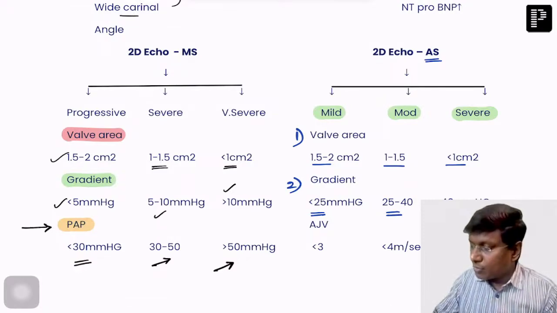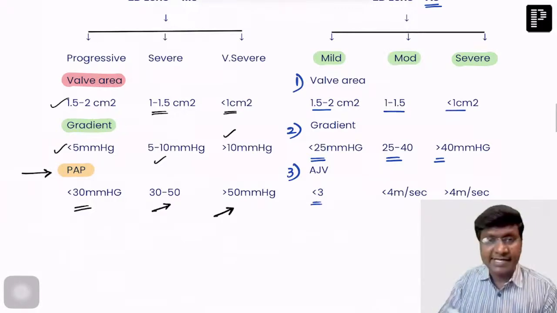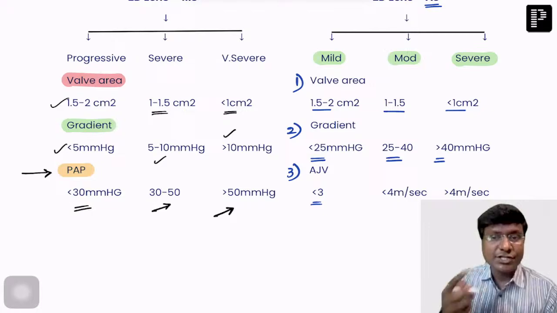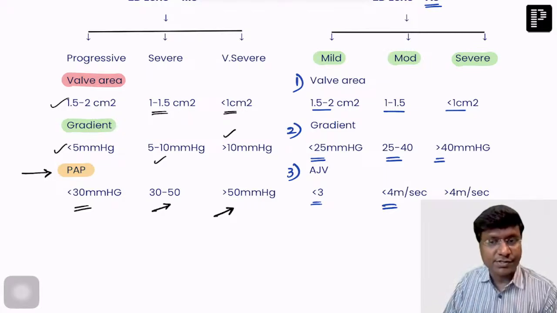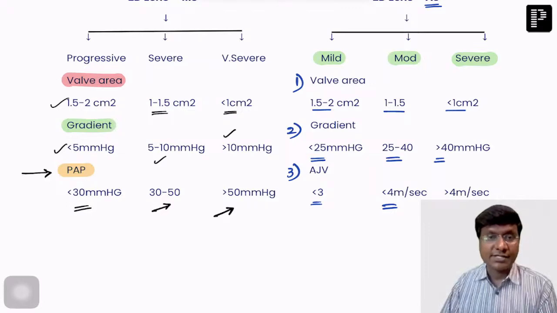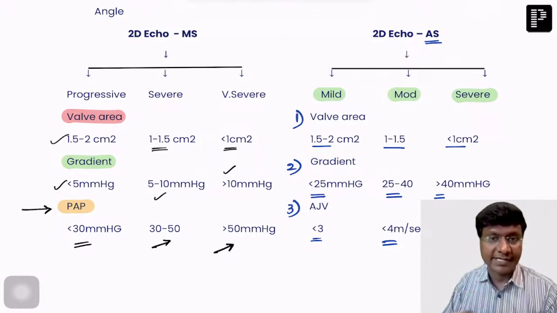Then the other parameter that we take into consideration for assessment of severity is the aortic jet velocity, right? In mild, it is less than 3 meters per second. How much is normal aortic jet velocity? Up to 2 meters per second. Whereas if the aortic jet velocity is less than 4 meters per second, it is moderate AS. And if the aortic jet velocity is more than 4 meters per second, then it is called severe aortic stenosis, right? So this is about the 2D echo assessment for the AS.